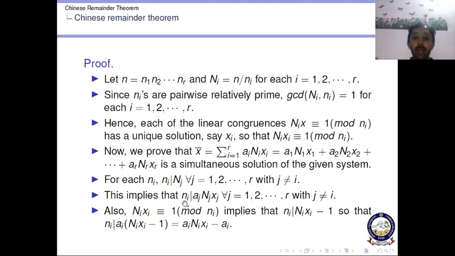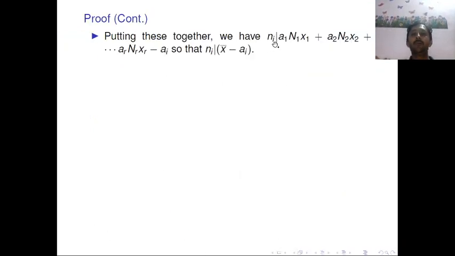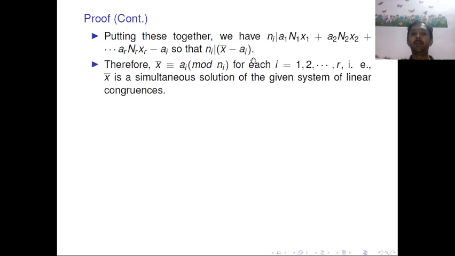Now, ni divides Aj Nj xj for all j from 1 to r, and ni divides this expression, combining which is going to give us ni dividing A1 N1 X1 plus A2 N2 X2 plus etc. plus AR NR XR minus Ai. And as we saw earlier, A1 N1 X1 plus A2 N2 X2 plus etc. plus AR NR XR is nothing but X bar. So this is going to give us ni dividing X bar minus Ai. And ni divides X bar minus Ai means that X bar is congruent to Ai mod ni for each i equal to 1, 2, 3, etc.